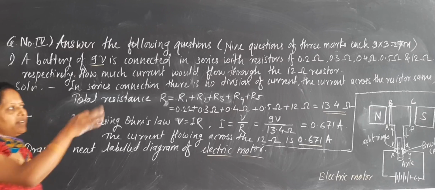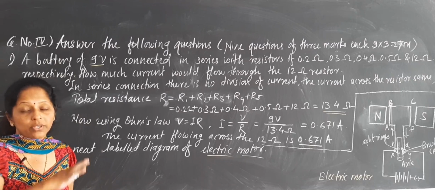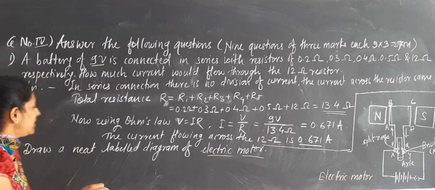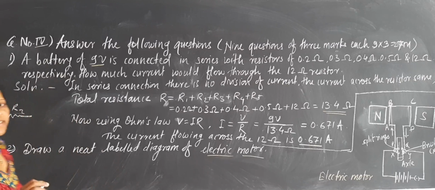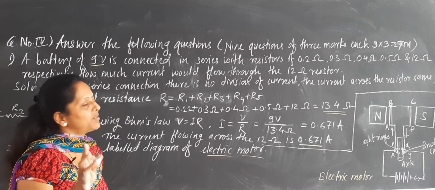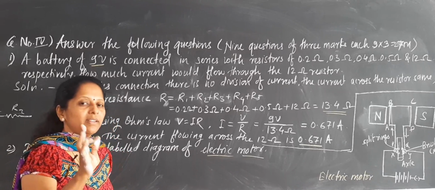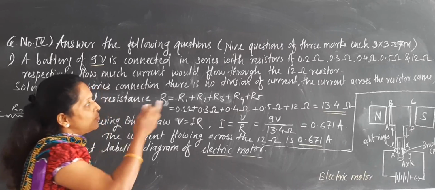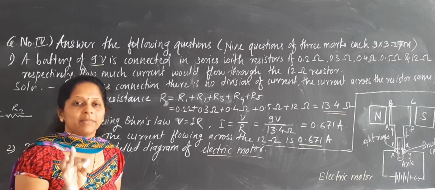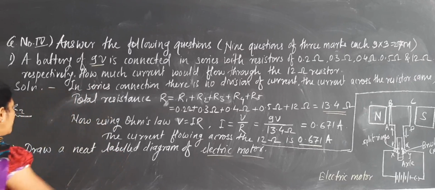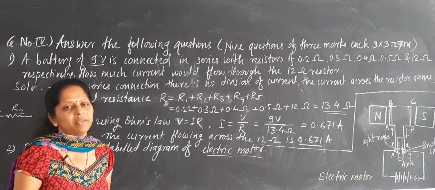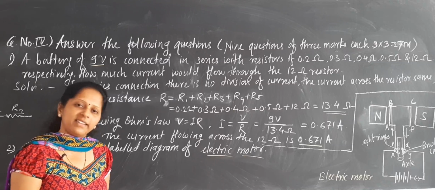However many resistors there are, you are going to show them in series. So there is no division of the current. Here it is the series connection, and because of that, no division of current, the same current is flowing through every resistor. That is why they asked only about the 12 ohm resistor, because from every resistor the same current is flowing. So first of all we are going to calculate the total resistance, that is RS. RS means total resistance in series.